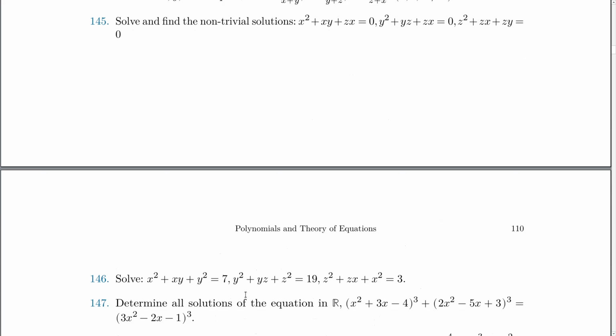Question 147 says: determine all solutions to the equation in the set of real numbers. (x² + 3x − 4)³ + (2x² − 5x + 3)³ is equal to (3x² − 2x − 1)³.